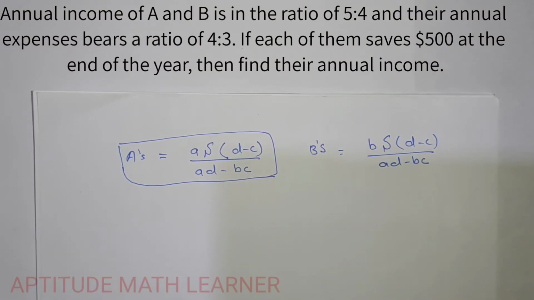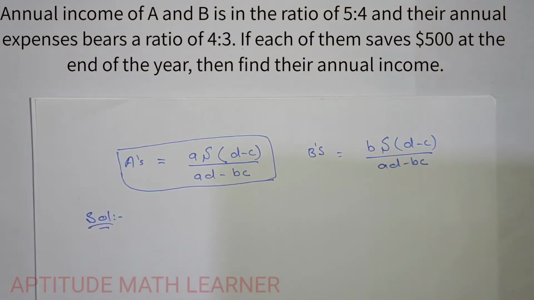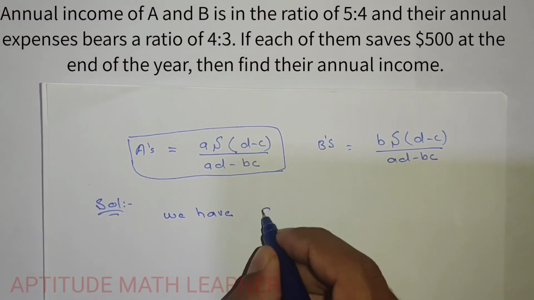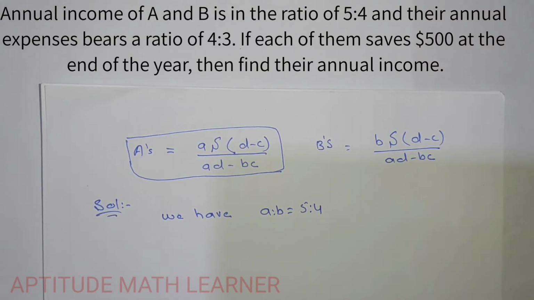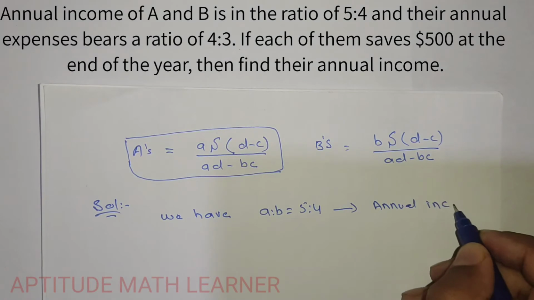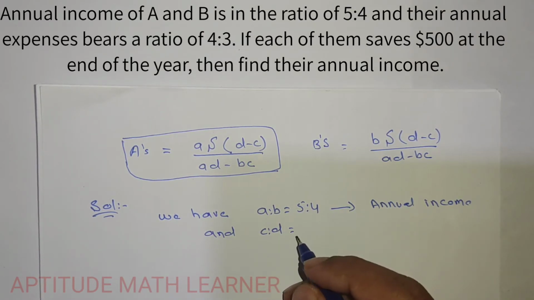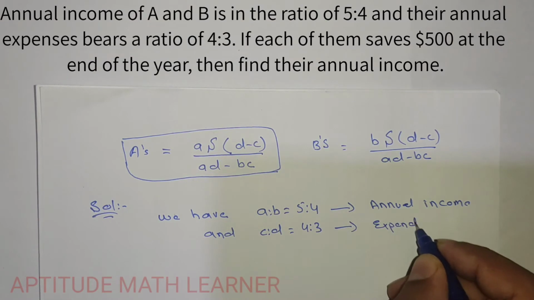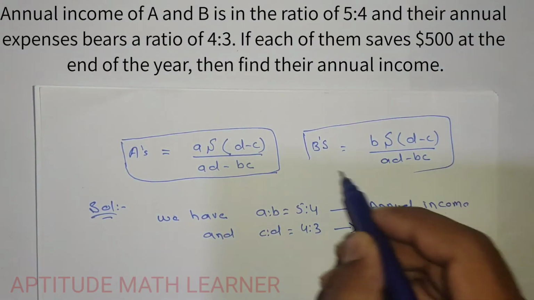So let's start the solution of the question. We have A ratio B equal to 5:4, which is the annual income, and we have C ratio D equal to 4:3, which is the expenditure of both the person A and the person B.